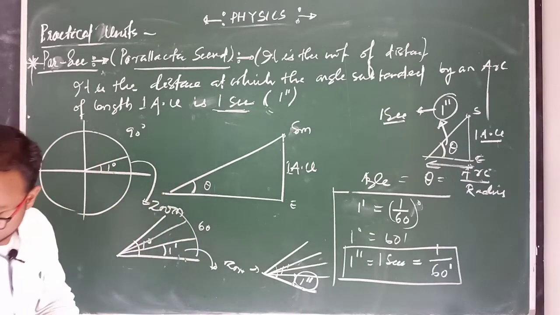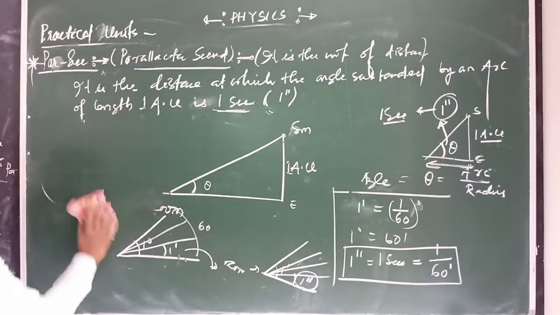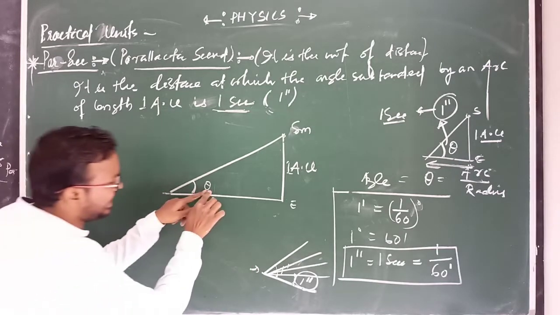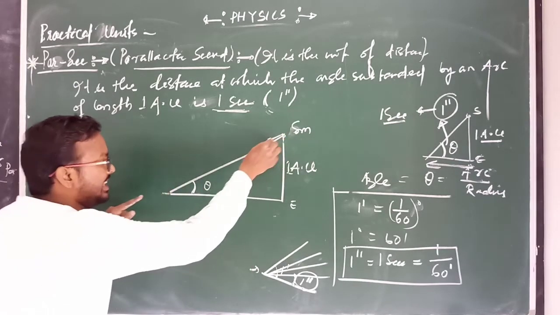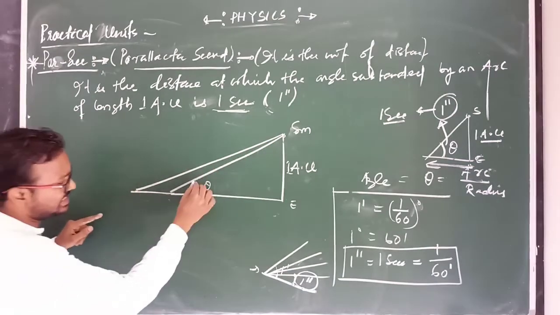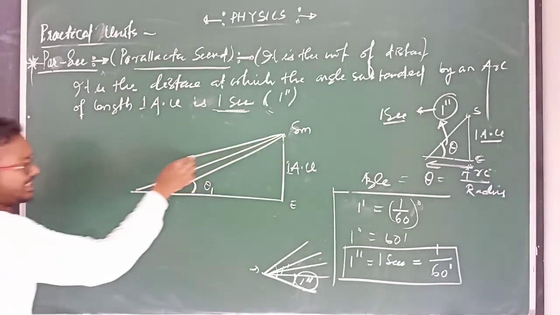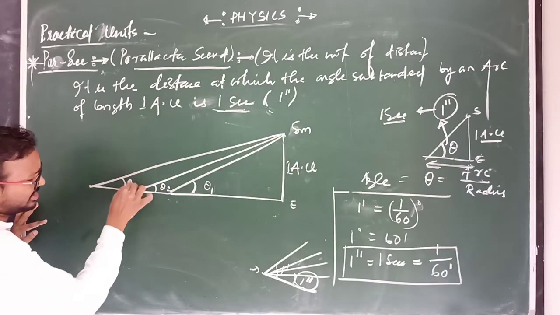So when the arc subtends an angle theta, if we increase this length, then theta decreases. This is theta 1 and here theta 2. If you observe this point, then here theta 3.